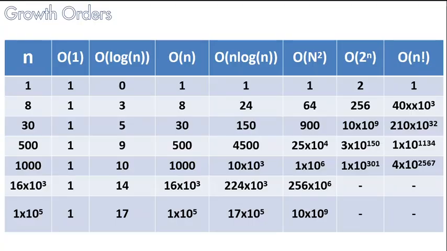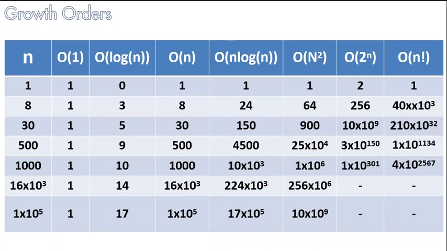So we have some growth orders. As you can see, with the n variable being 1, 8, 30, 500, 1000, 16 times 10 to the power 3, 1 times 10 to the power 5. We have Big O of 1, which is all constants. Now we have Big O of log n: 0, 3, 5, 9, 10, 14, 17. This is the way they grow. Each time in the loop, they grow exponentially or are incremented.